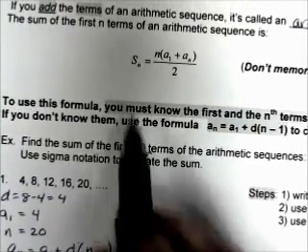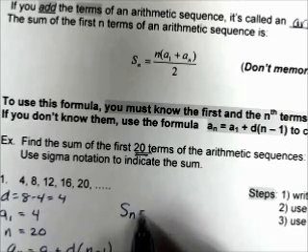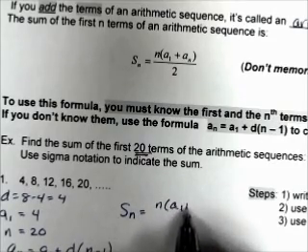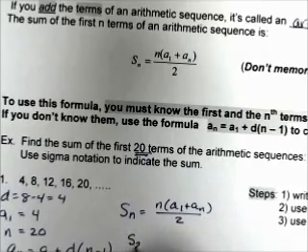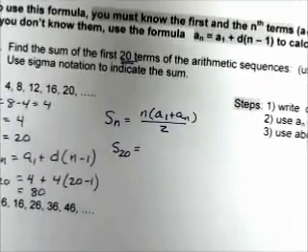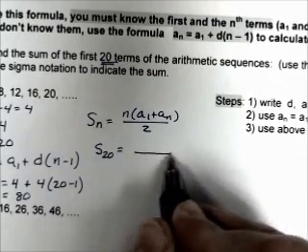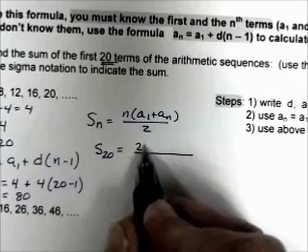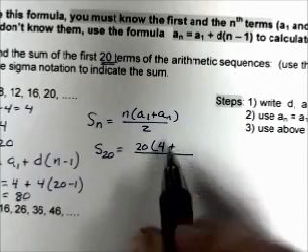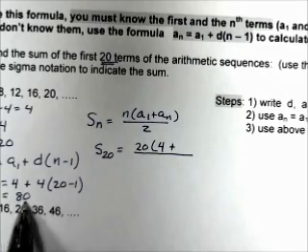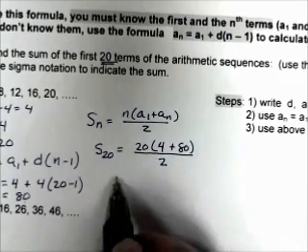All right, now I'm taking the formula that's given to us. S sub n equals n times a1 plus an divided by 2. So the sum of the first 20 terms, this is what this means, the sum of the first 20 terms is equal to 20 times a1, the first term, 4, plus the 20th term, which we found was 80, divided by 2.